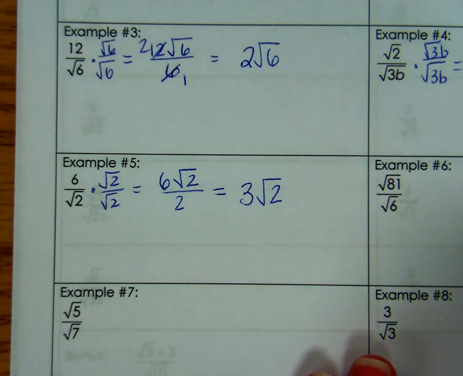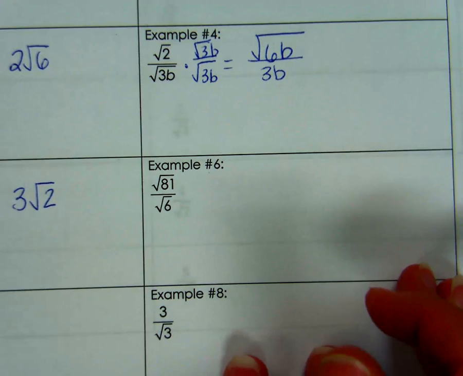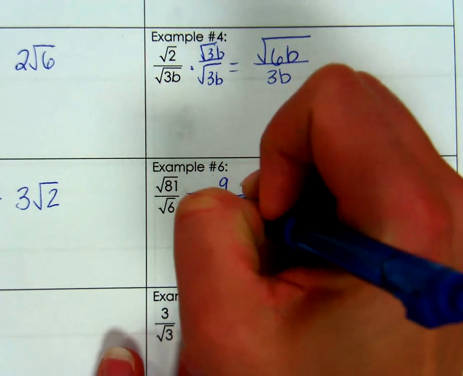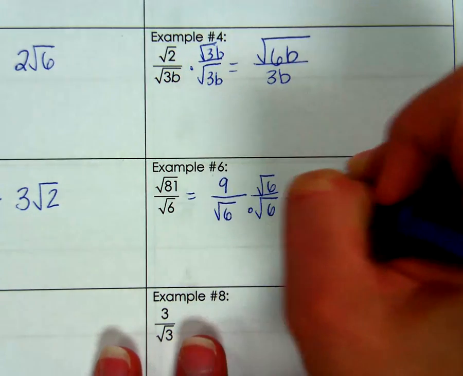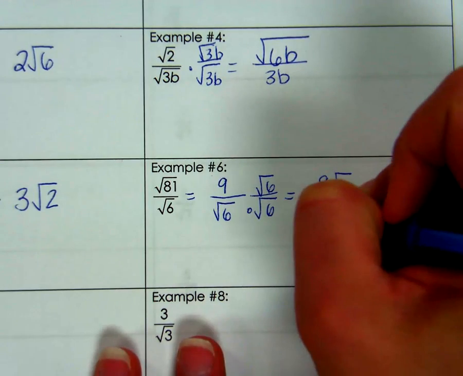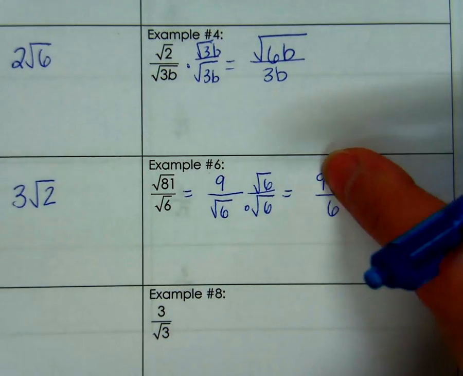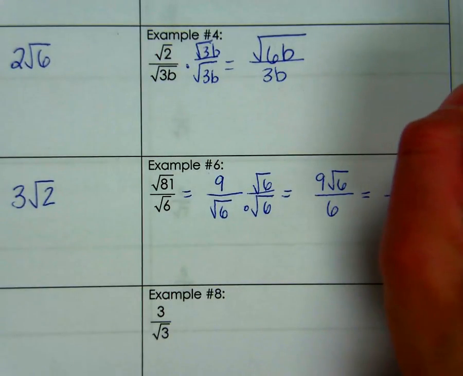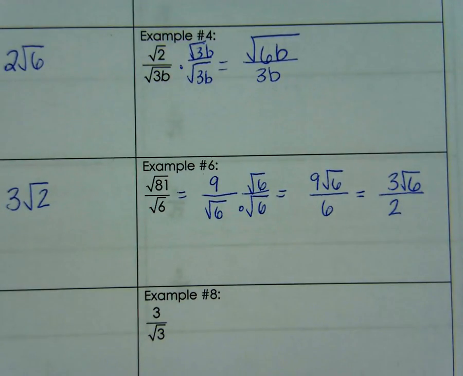This one was very similar to example 3. Example 6, I'm going to go ahead and simplify the top. Square root of 81 is 9 over the square root of 6. And then I'm going to multiply by my form of 1. So I have 9 square root of 6 over square root of 6 times square root of 6 is 6. 9 over 6, if we ignore the radical, they're both divisible by 3. So I'd have 3 over 2, but then I got to leave that square root of 6 up top.